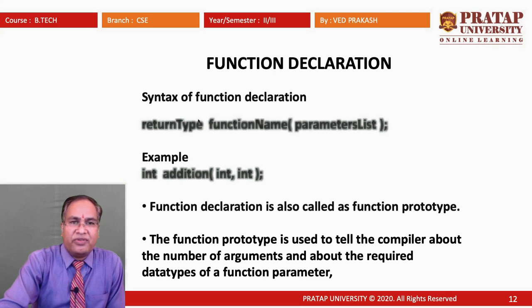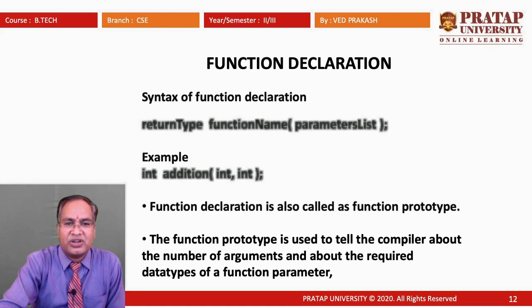The syntax of the function declaration is mentioned here. When we declare any function, we first need to give the return type of the function, then function name, then in the parentheses we pass the parameter list, and then we use the semicolon. For example, for the return type of the function I am taking int, the name of the function is addition, and I pass two parameters, int and int. So that is the way of declaration of the function. The declaration of the function is also known as a function prototype.